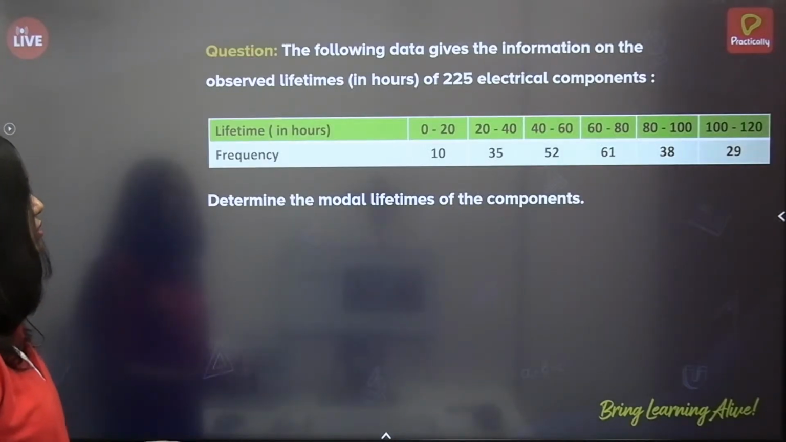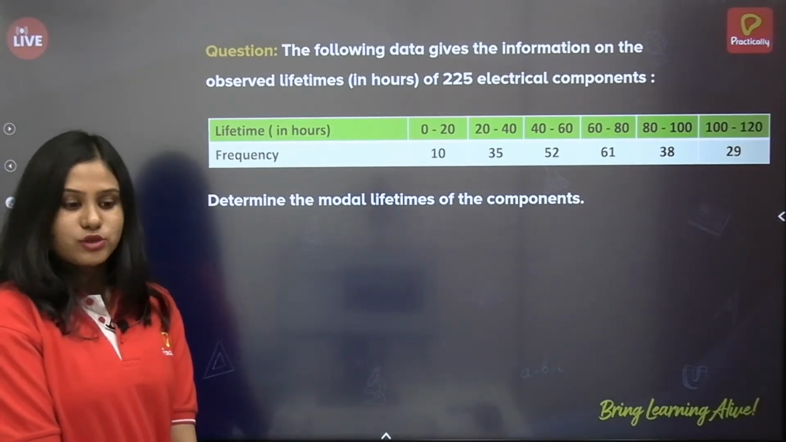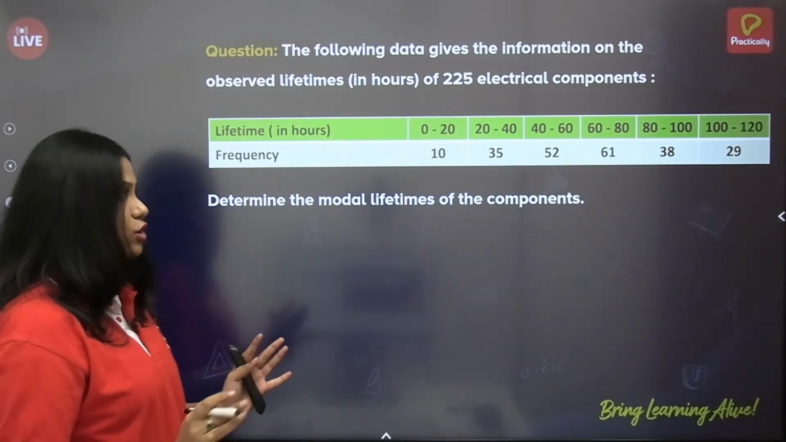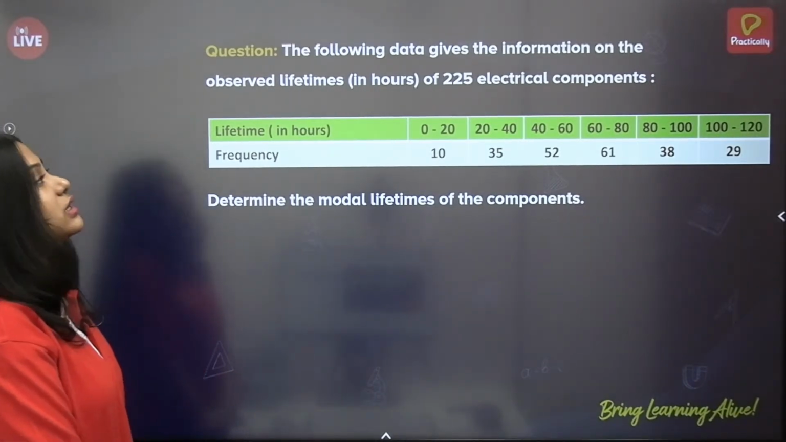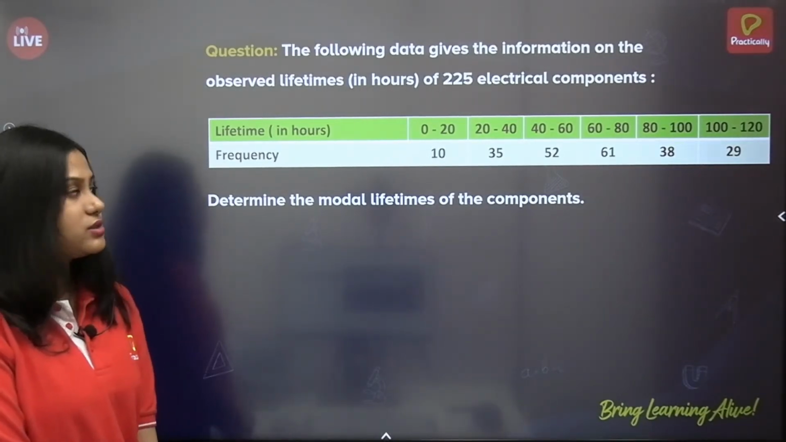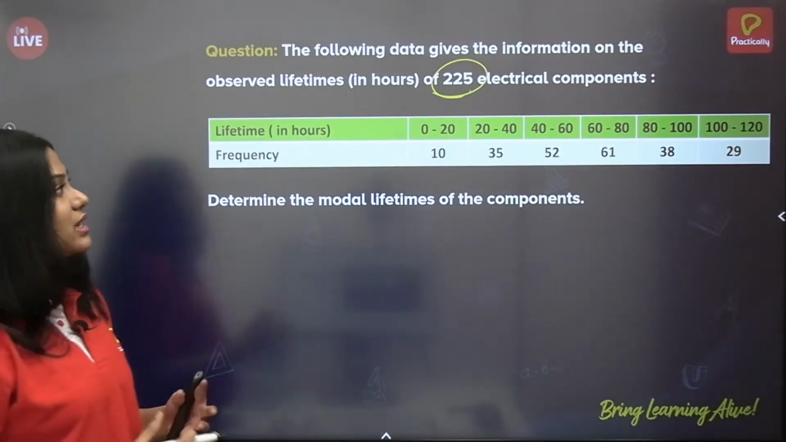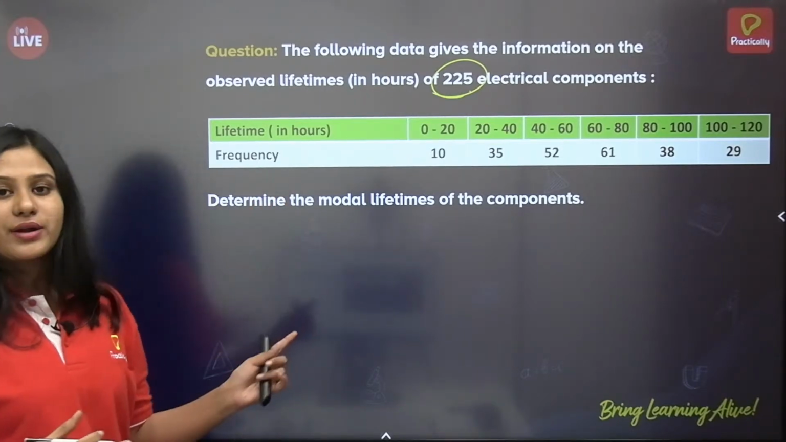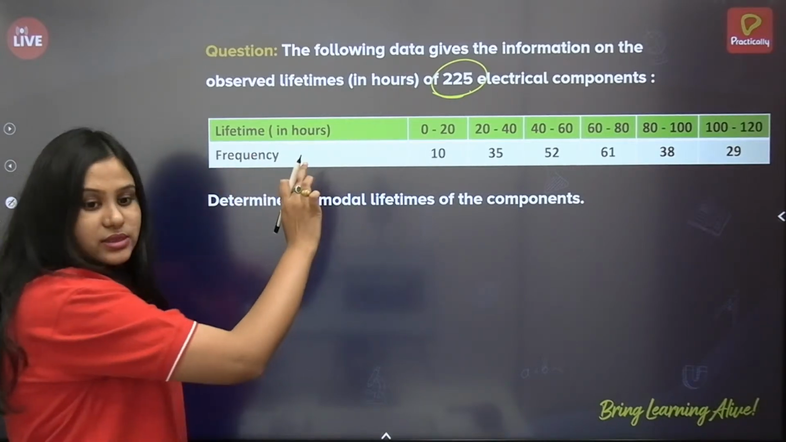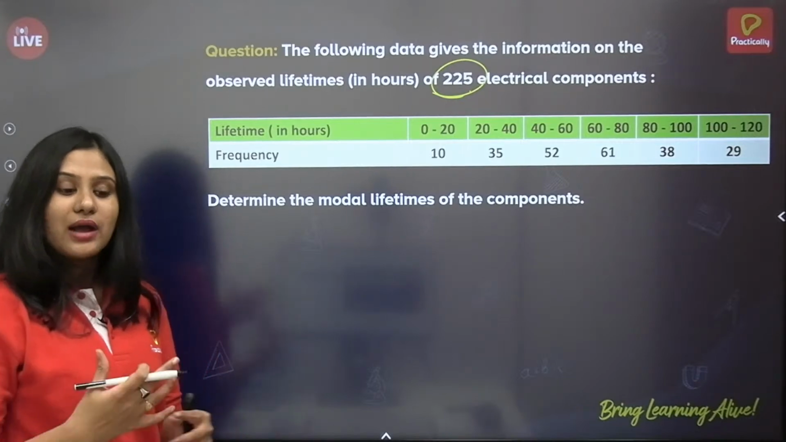Next, here is the table and we have to find the mode. Now, we will check how to do the problem so that it will be clear for you. First, let us read the question. The following data gives the information on observed lifetimes in hours of 225 electrical components. So, how many electrical components are there? 225. Next, here is the lifetime in hours and the frequency. Determine the modal lifetimes of the component. So, we have to determine the mode.